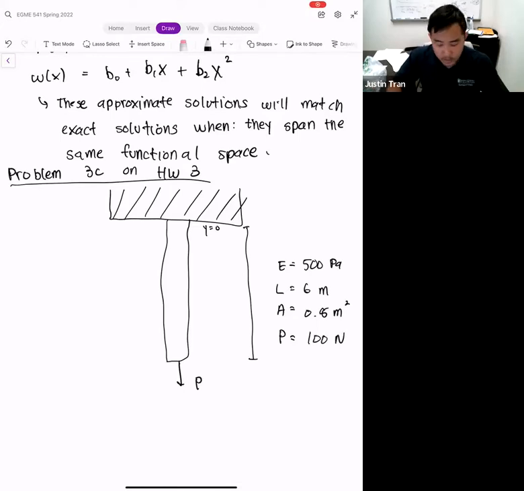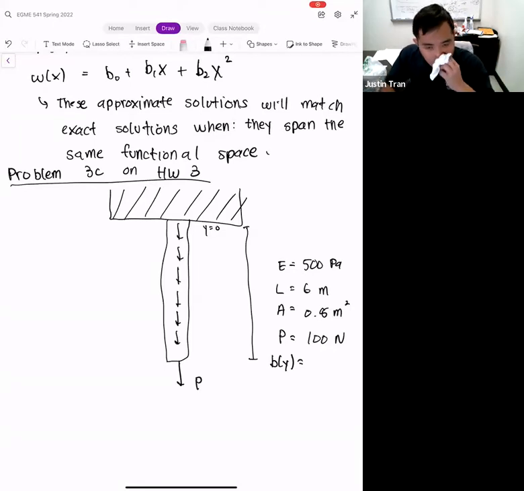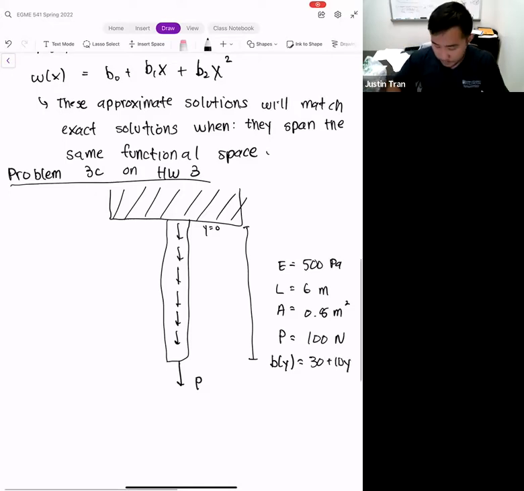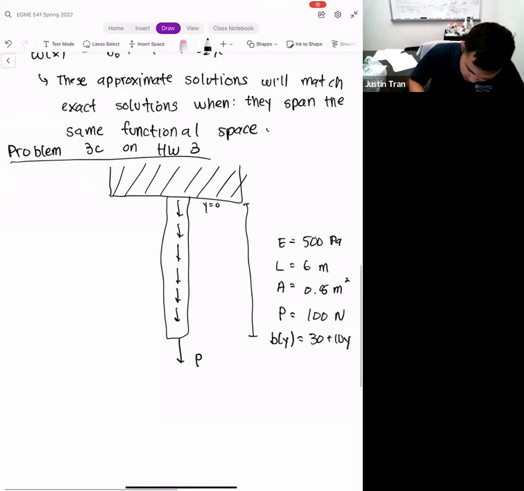And we have a body force, which is present throughout the entire rod. This body force is meant to represent the weight of the bar, and it is given by the function 30 plus tan y. From this problem, we're asked to compute the approximate solution, assuming a quadratic form.